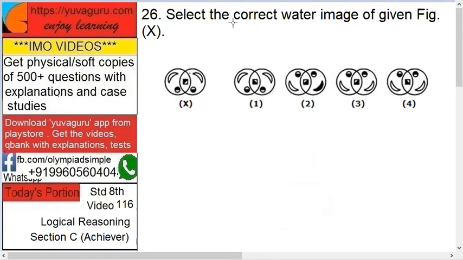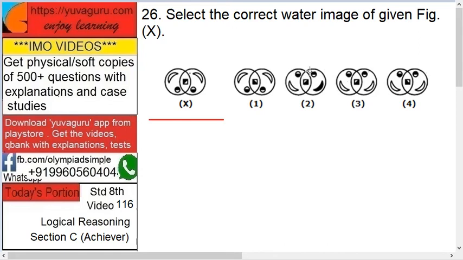Next, select the correct water image of the given figure X. Water image means where will the water be? Water will be here, here or here. Water will always be down. So remember this logic: the figure is kept above the water and we are seeing the reflection in the water. Just check these figures here. These two semicircles are near the mirror. So here also they will be near the mirror, but in the opposite direction. This will be this side, this will be this side. So this is in figure 4 and figure 2.